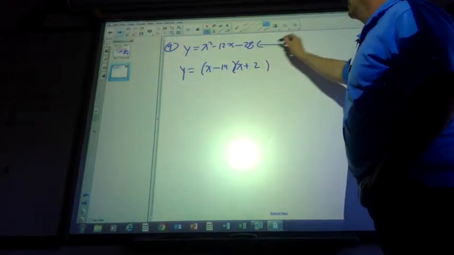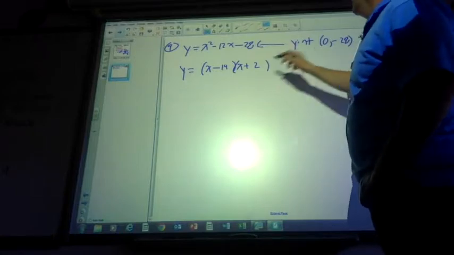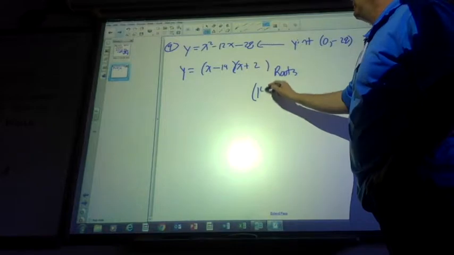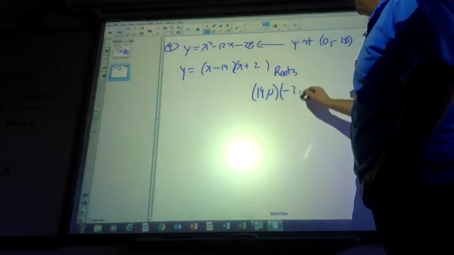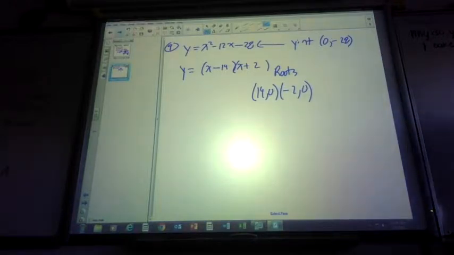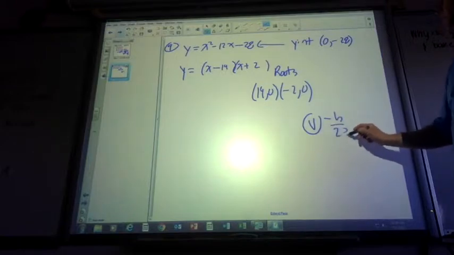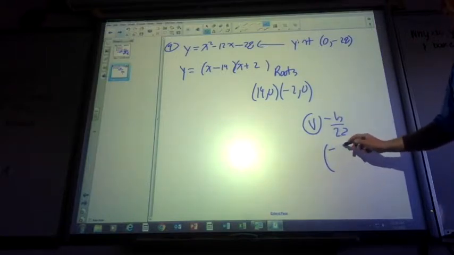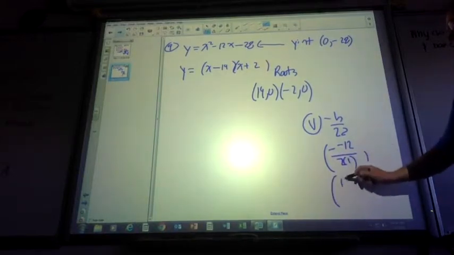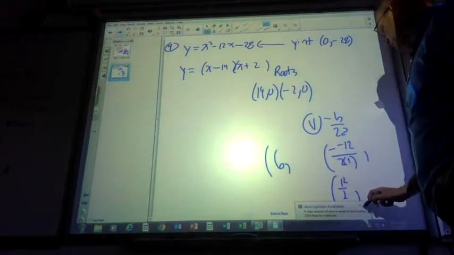Okay? This right here gets me the y-intercept at (0, -28). This gets me the roots. So the roots are going to be at (14, 0) and (-2, 0). I could find halfway in the middle of those two to find the vertex, or I could find the vertex by doing -b over 2a and then plugging it back in. So I get -b, so I get -(-12) over 2 times 1. So that's 12 over 2, which is 6. So I get 6, something.